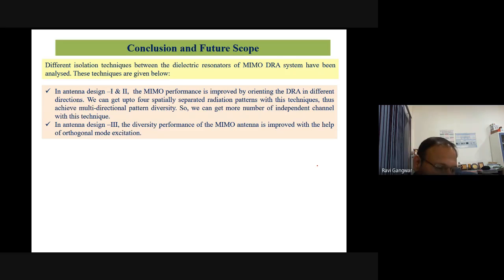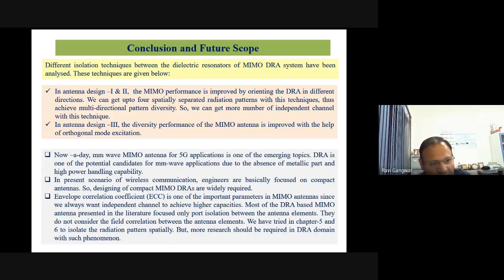So we can say that by using design 1 or design 2, that means by using different DRA orientations, you are able to get multi-directional pattern diversity along with a larger number of independent channels. In the second one, we achieve the diversity performance with the help of orthogonal mode excitation along with the DGS structure. But in the third design, due to the DGS structure, your far field pattern is somewhat deteriorated and the gain is reduced. So in general, if you look at these three designs, I would recommend DRA orientation for getting better isolation performance.